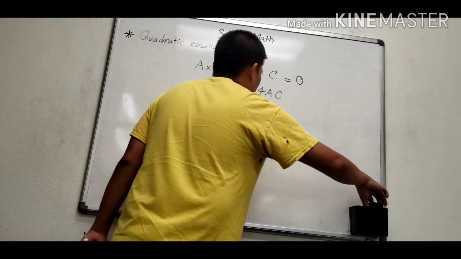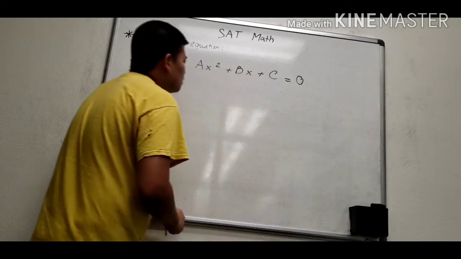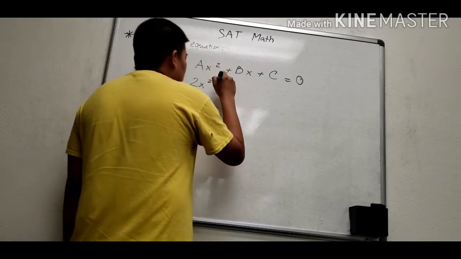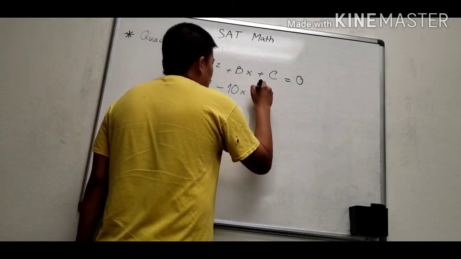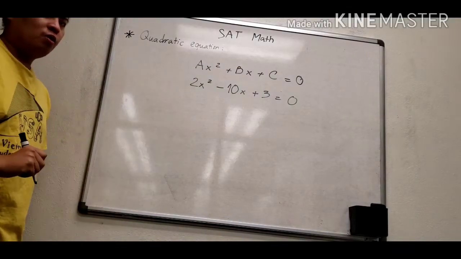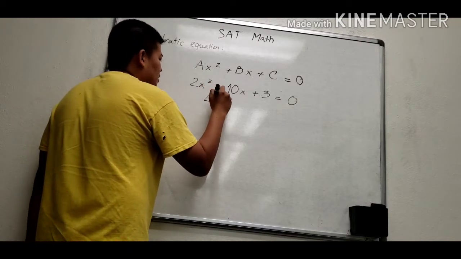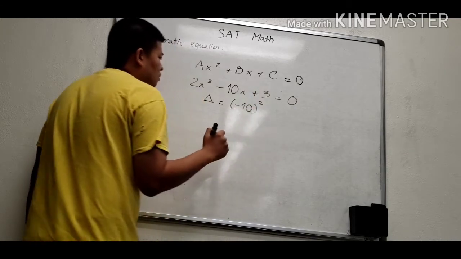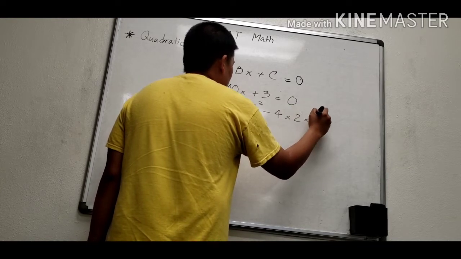And let's do the basic one first. We have 2s power 2 minus 10s plus 3 equal to 0. So we want to find the solution of this quadratic equation. So we have delta equal to minus 10 power 2 minus 4 multiplied with 2 multiplied with 3.